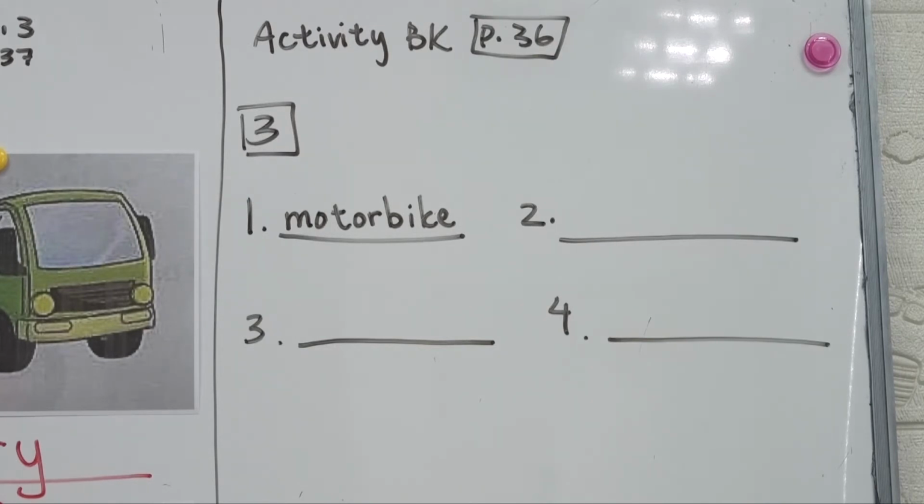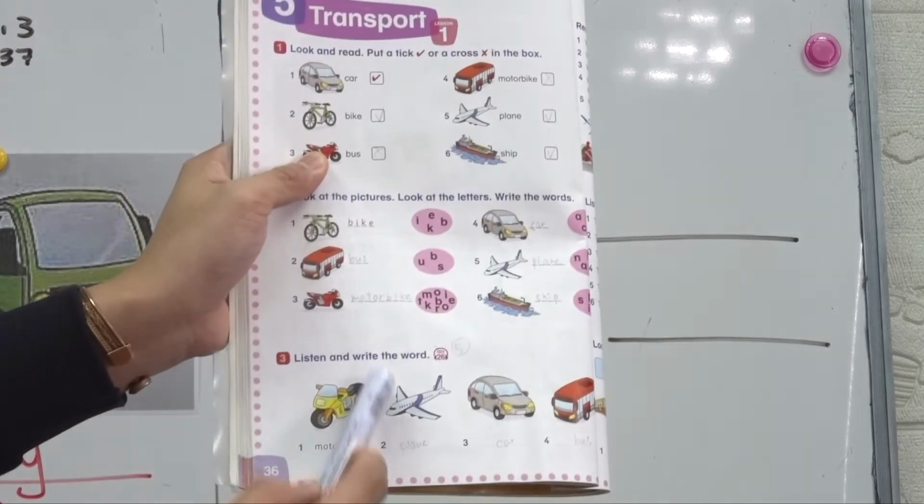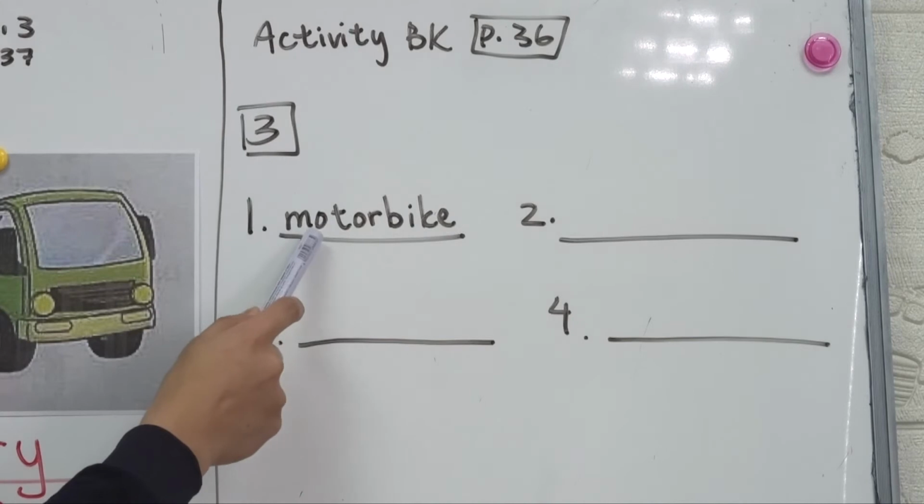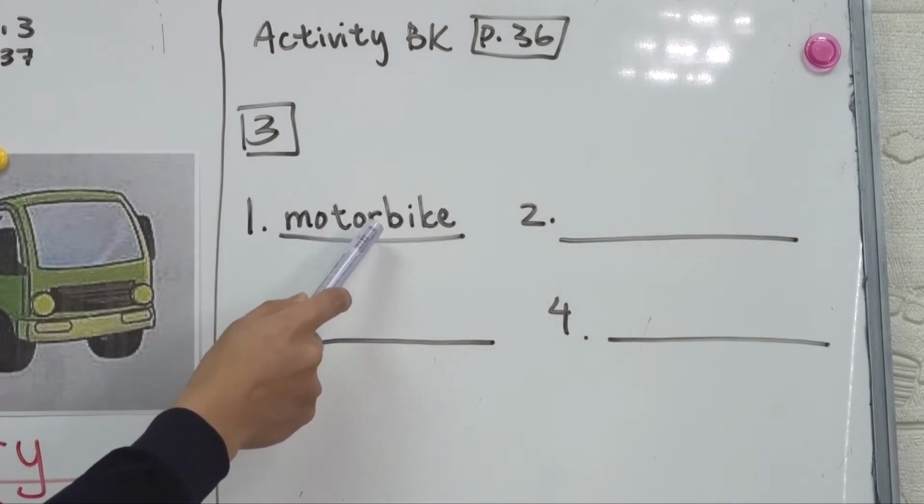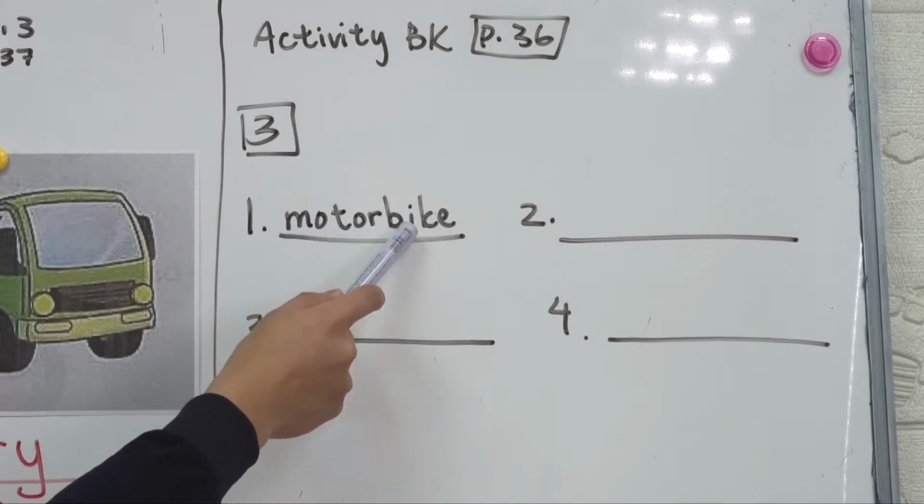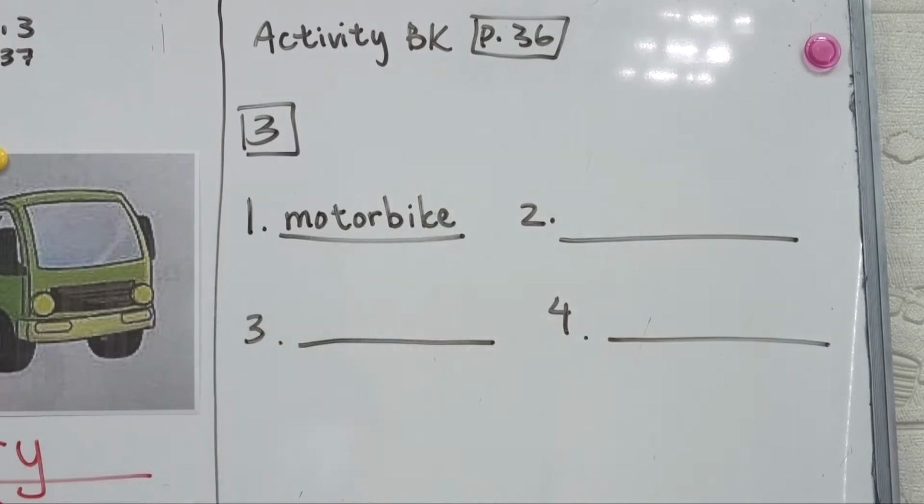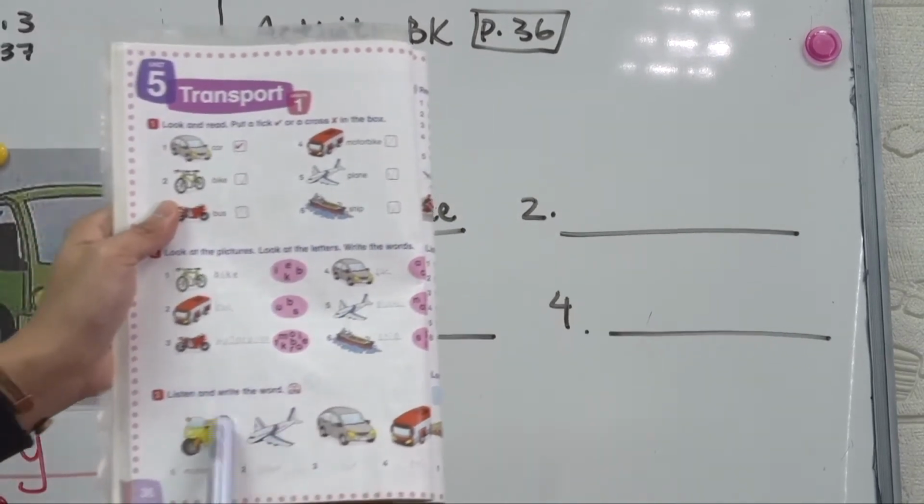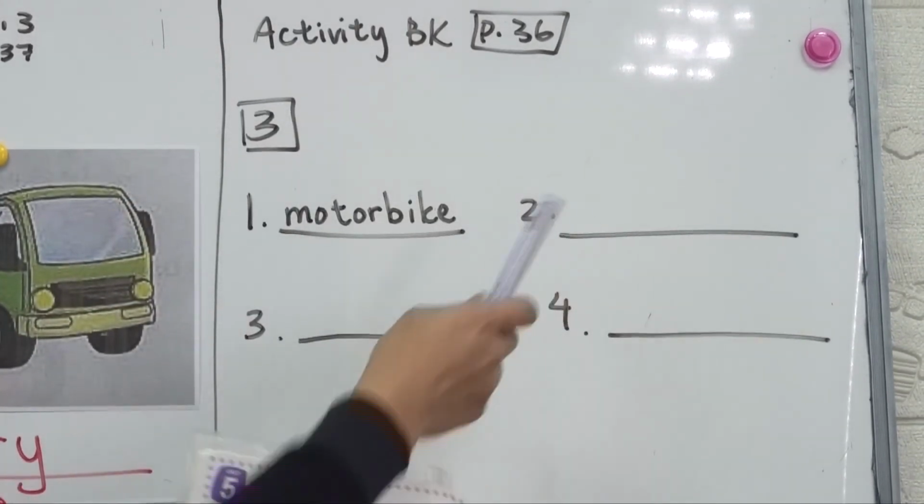Alright, so this is the first picture, right? And then they said how to spell it. M-O-T-O-R-B-I-K-E. Motorbike for the first picture. Now let's go to the second picture. Okay, what is the second picture?